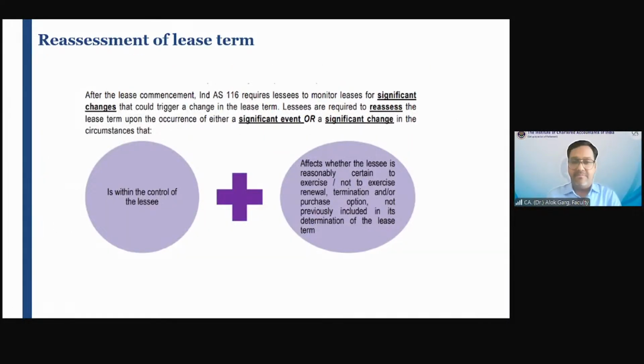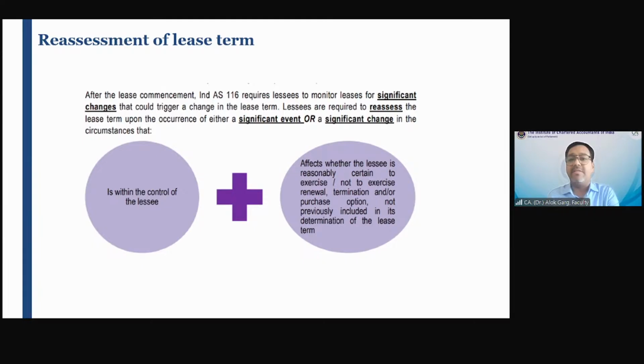Reassessment of the lease term, right? So Ind AS 116 requires the lessees to monitor leases for significant changes that could trigger a change in the lease term, and lessees are required to reassess the lease term upon the occurrence of either a significant event or a significant change in the circumstances which is within the control of the lessee, and it affects whether the lessee is reasonably certain to exercise or not to exercise renewal or termination or purchase option not previously included in its determination of the lease term.